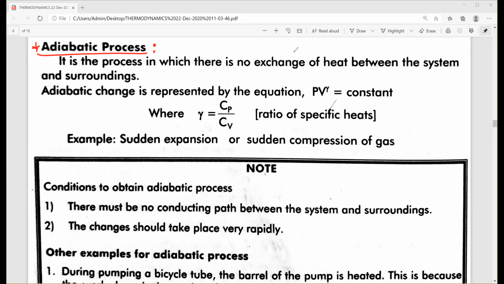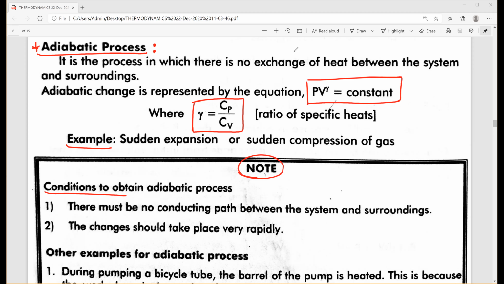Some of the examples for adiabatic process, and mathematically how we are going to represent it, let us see. And some of the conditions to obtain an adiabatic process, we shall see. And some other examples for adiabatic process, we shall discuss.